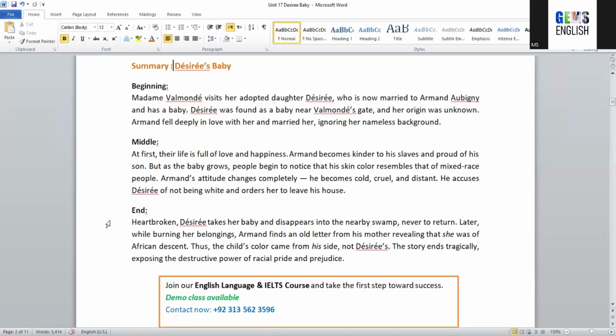And, heartbroken, Desiree takes her baby and disappears into the nearby swamp, never to return. Later, while burning her belongings, Armand finds an old letter from his mother revealing that she was of African descent. Thus, the child's color came from his side, not Desiree's. The story ends tragically, exposing the destructive power of racial pride and prejudice.